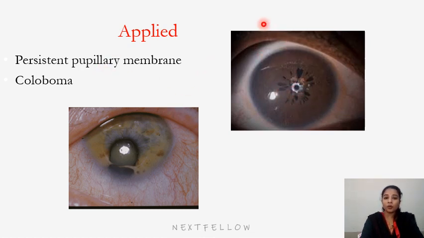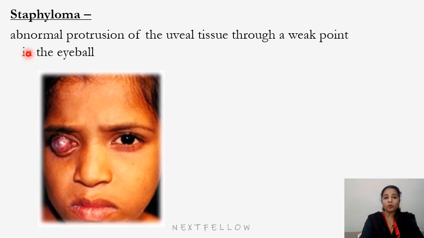Next is the coloboma. Coloboma is also a congenital condition. It is an eye condition that people are born with, and it happens when part of the tissue that makes up the eye is missing. It can affect one or both the eyes. This is called as coloboma. Abnormal protrusion of the uveal tissue through the weaker point of the eye is called as staphyloma.